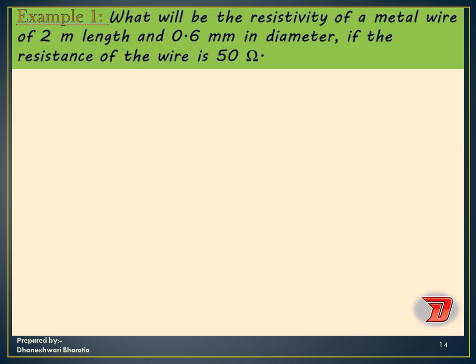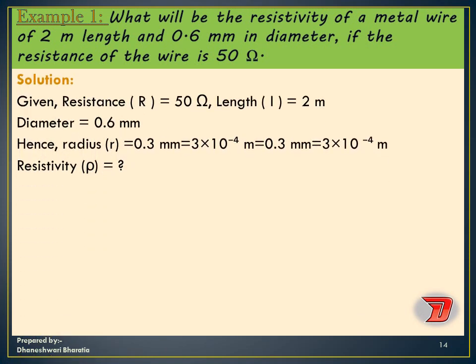What will be the resistivity? That is, you have to find rho. Length L is 2 meter, 0.6 millimeter in diameter. Now here diameter is given, so you have to find the radius, and from radius you will be able to find the area. The resistance of the wire is 50 ohm, that is R is given. So what is given in the question? Length is given, diameter is given, and resistance is given, right? And you have to find resistivity, that is rho, right?